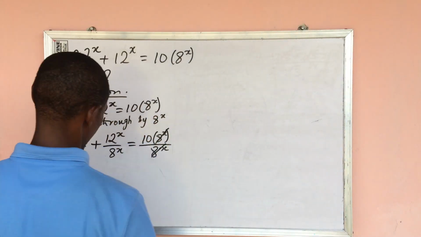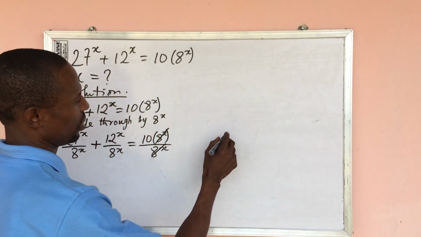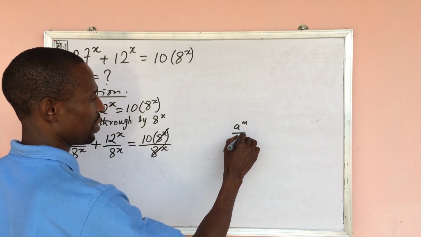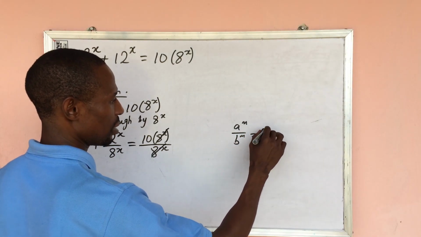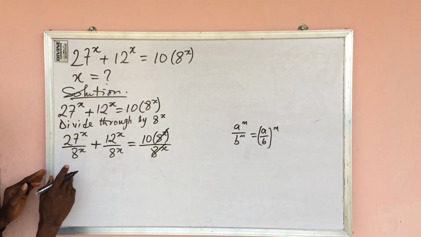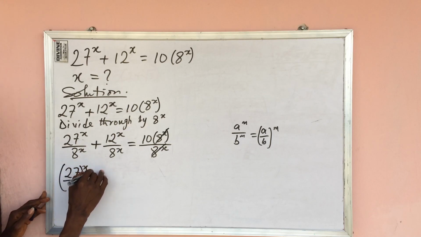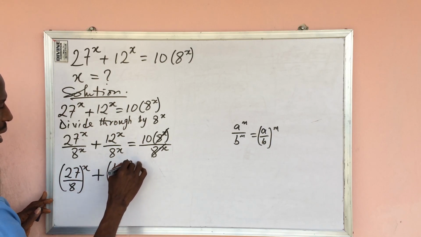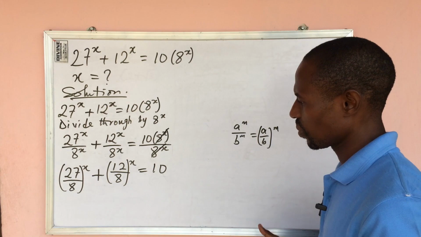Look at these expressions on the left-hand side of the equation. According to the law of indices, which says if you have a to the power of m all over b to the power of m, this is equal to a all over b, all to the power of m. So if we apply this rule, this expression can be written as 27 all over 8, all to the power of x, plus 12 all over 8 to the power of x, equal to 10. Very easy. We now begin to think.